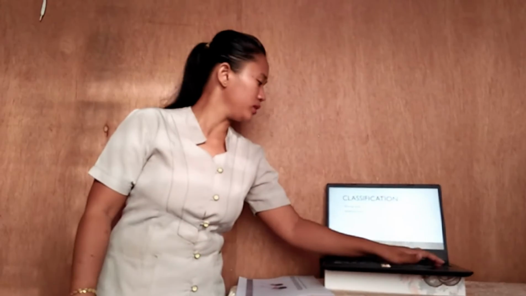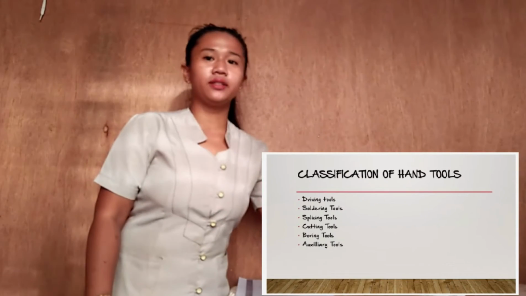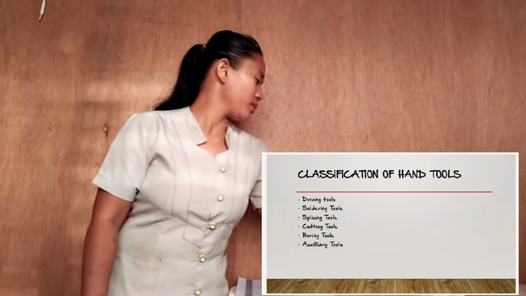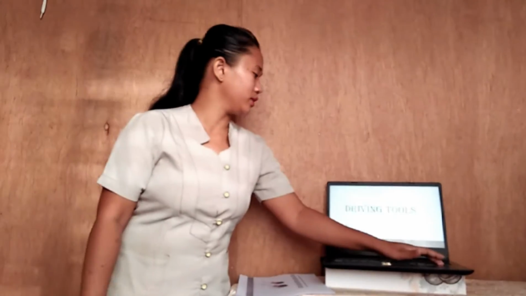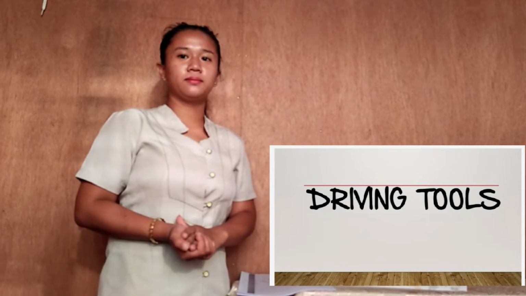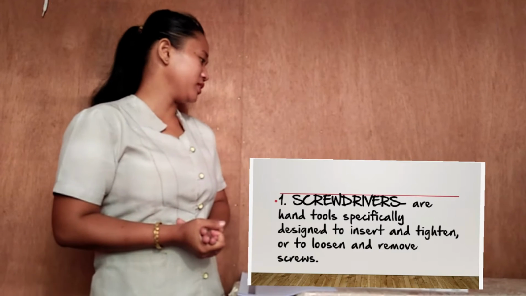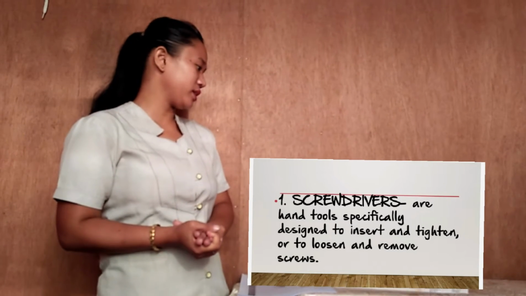There are 6 different classifications of hand tools in electronics, and these are driving tools, soldering tools, splicing tools, cutting tools, boring tools, and auxiliary tools. So let us first discuss the first one, which is driving tools. Screwdrivers are hand tools specifically designed to insert and tighten, or to loosen and remove screws.